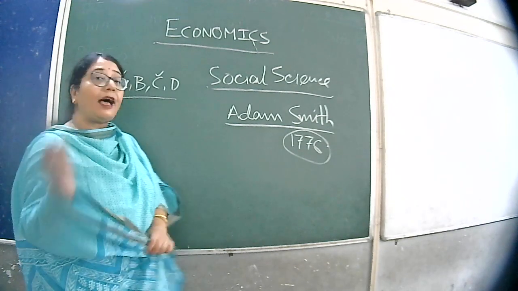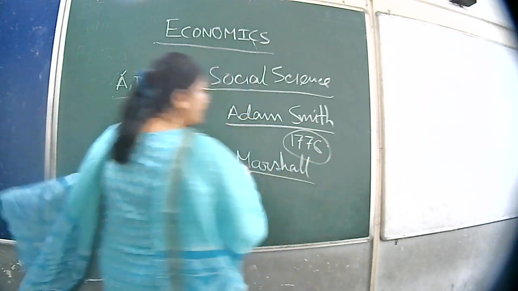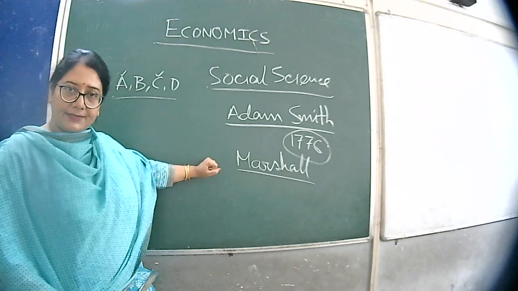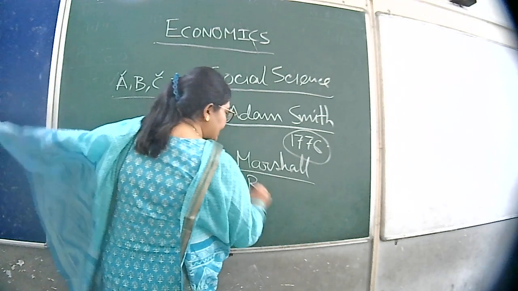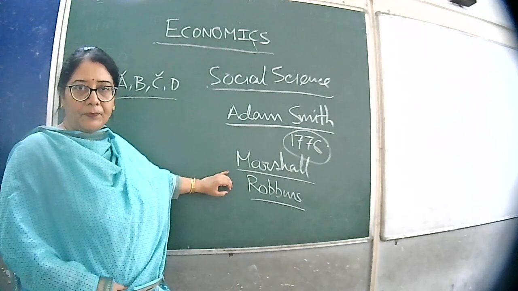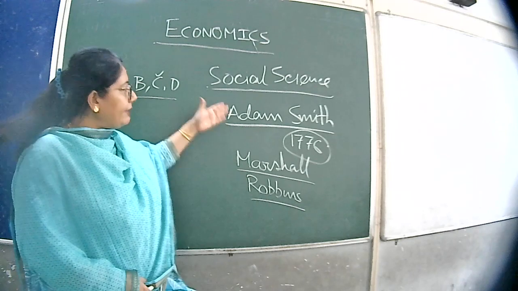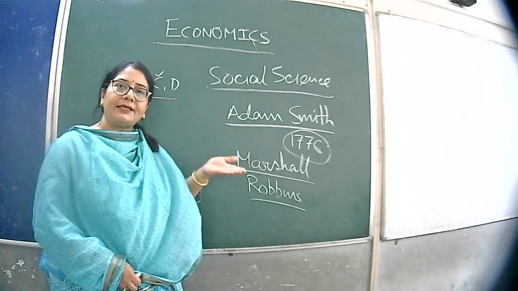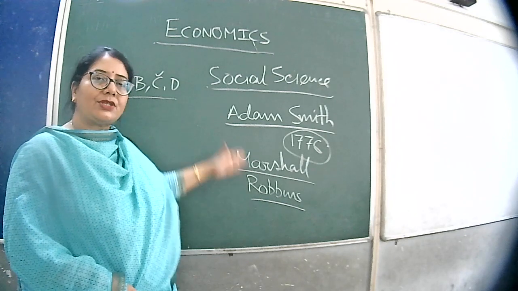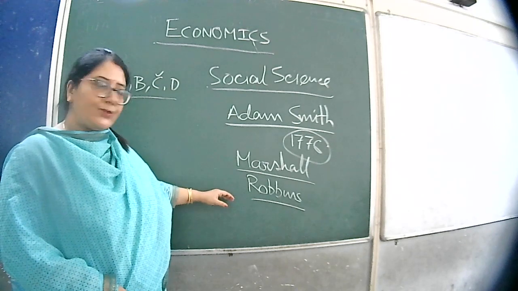Similarly, another economist, Alfred Marshall, has provided the welfare definition of economics. Another economist, Robbins, has given the scarcity definition of economics. So in this way, different economists have defined economics in their own way. In your book, you will find all these definitions, all these names and their definitions. Please remember these names. Understood?